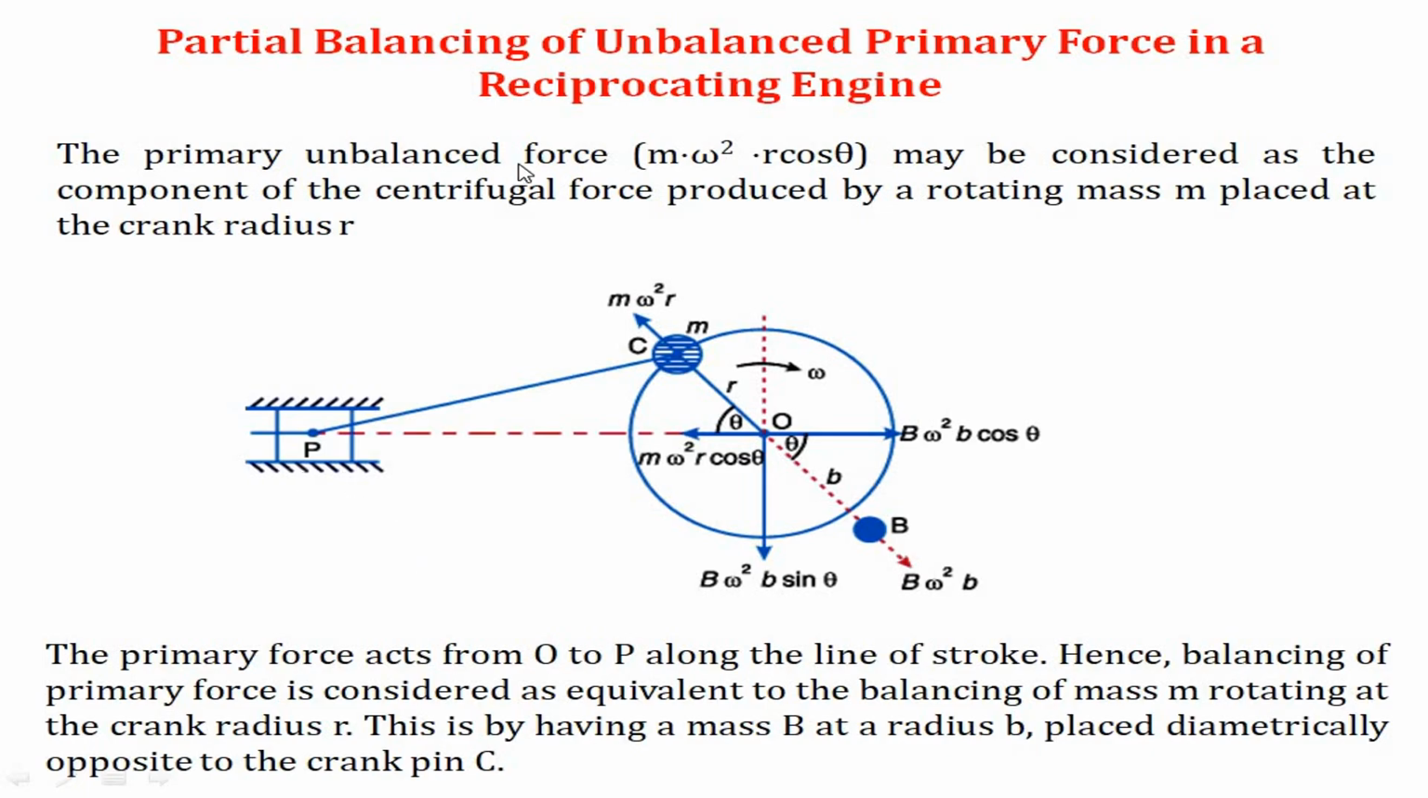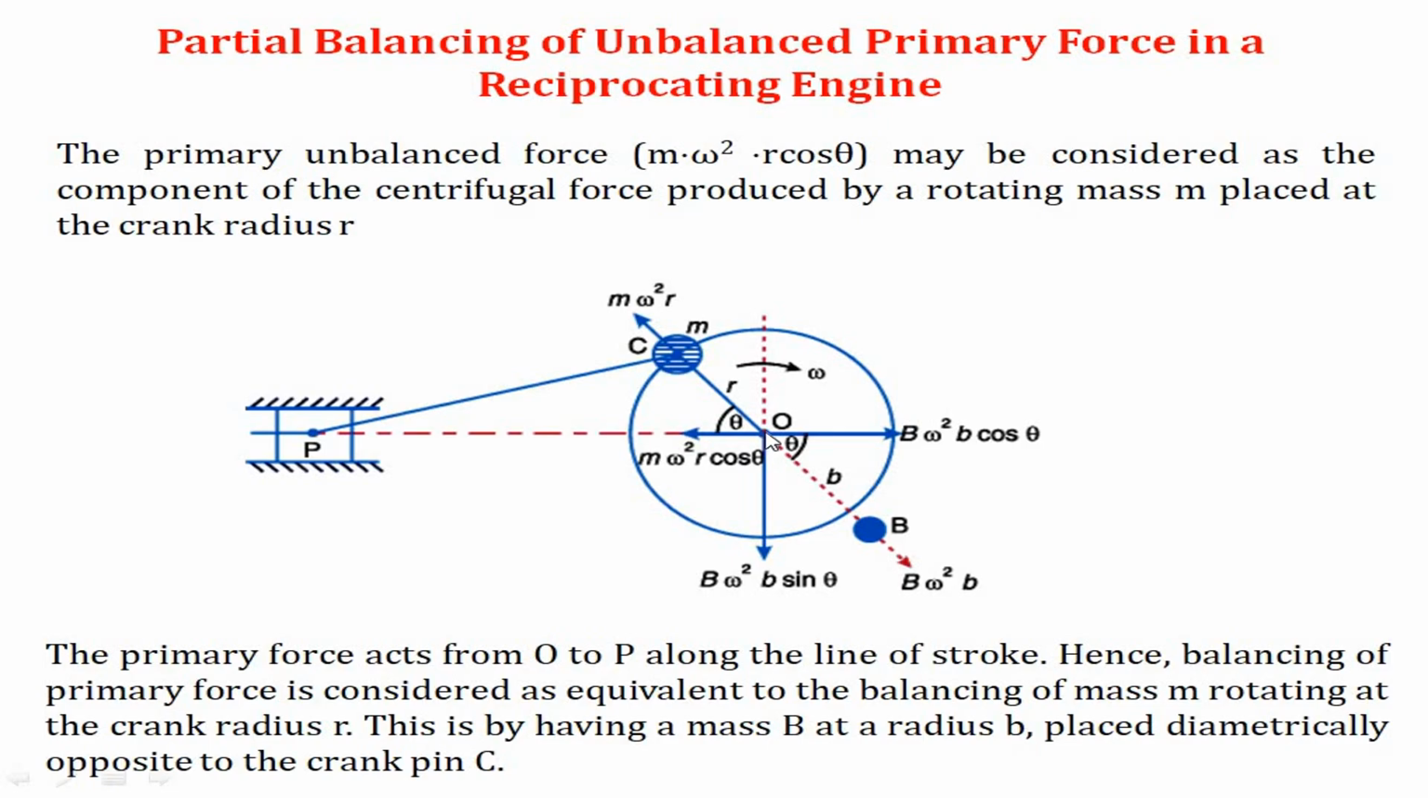For that, we have to focus on the equation of primary unbalanced force, which is m omega square r cos theta. So first of all, if we look at it mathematically, what we are going to find is that if mass m rotates at omega speed, and it is located at some radius r and at a particular angle theta, we are going to get a horizontal component of this centrifugal force m omega square r, which is m omega square r cos theta. So particularly we are trying to balance the effect of m omega square r cos theta. For that, we require a horizontal force acting in the opposite direction with an equal amount.